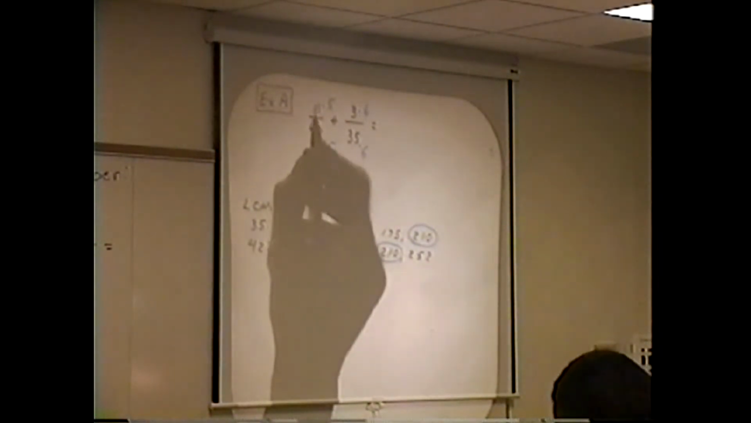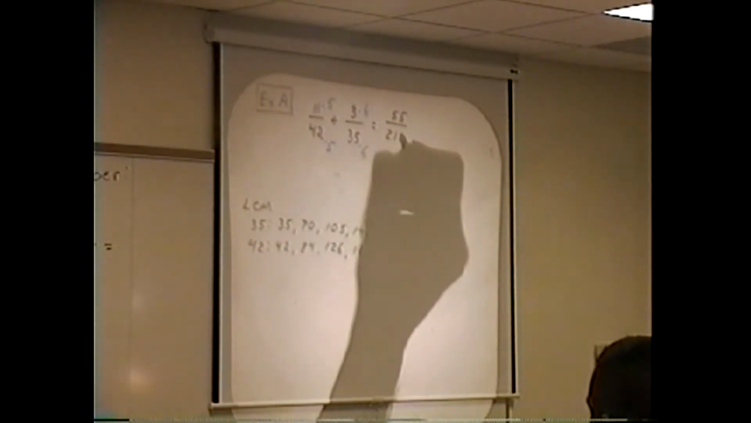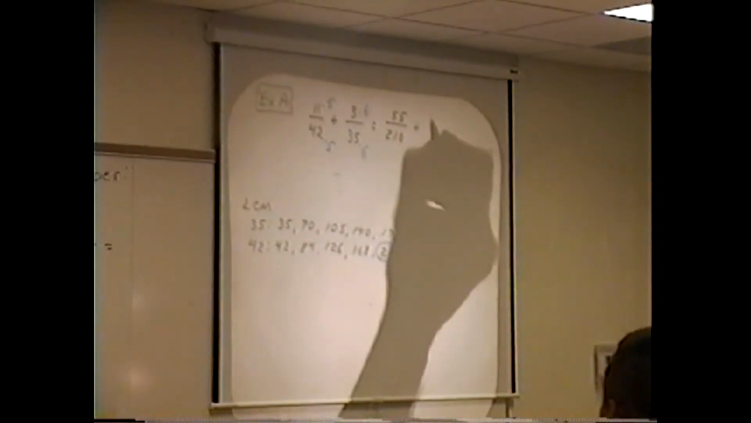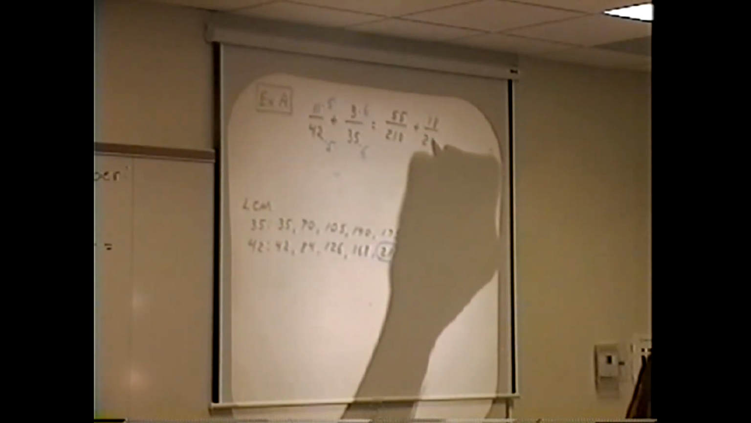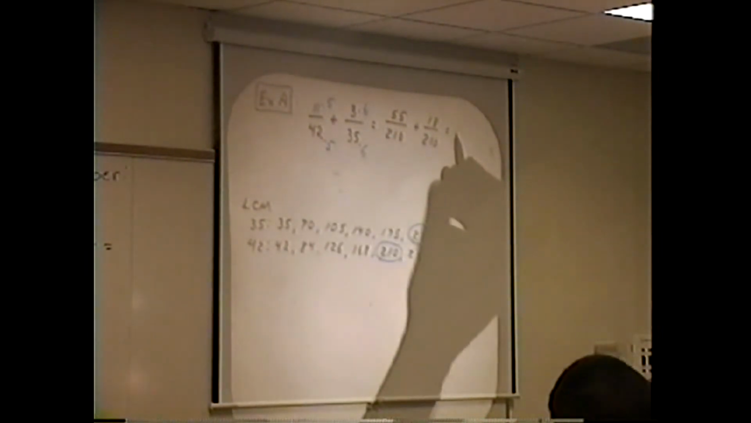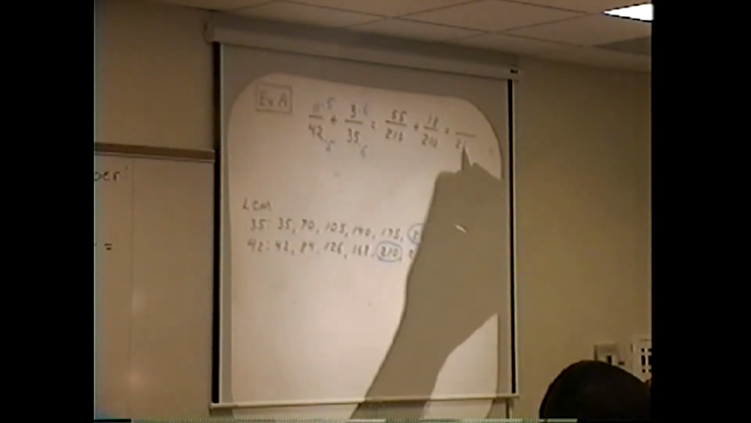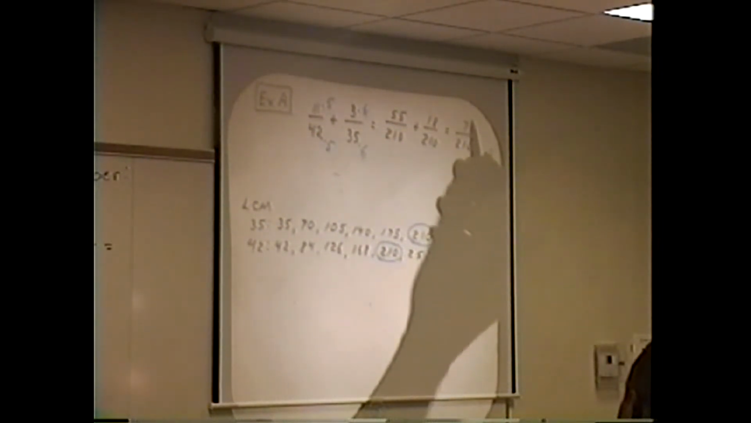This is 55 over 210 and 18 over 210. And I add my numerators. Do I add the denominators? No. Leave the denominators alone. You have a common denominator, 210. What's the numerator? 73. 73 is a prime number, so I'm done, because you can't factor it. You have no common factors. We would like to get a greatest common factor; it just happens to be 1, so you can't reduce it.